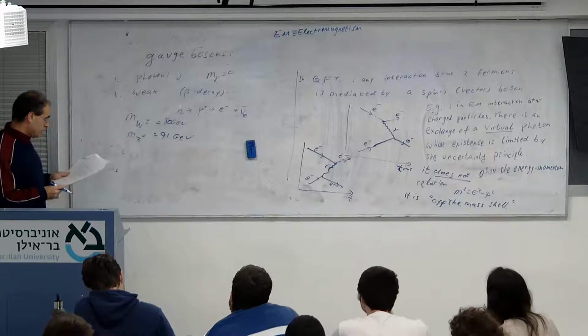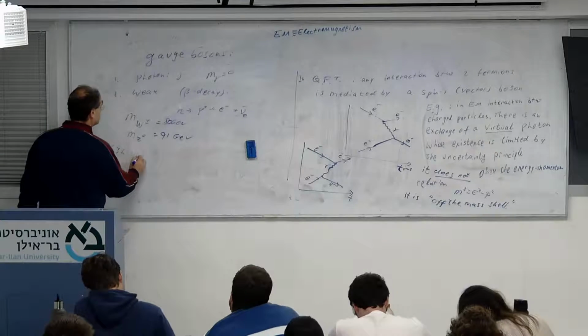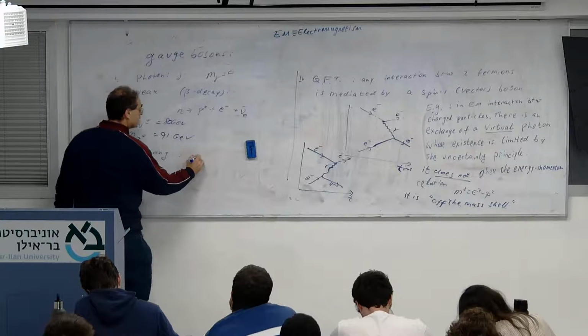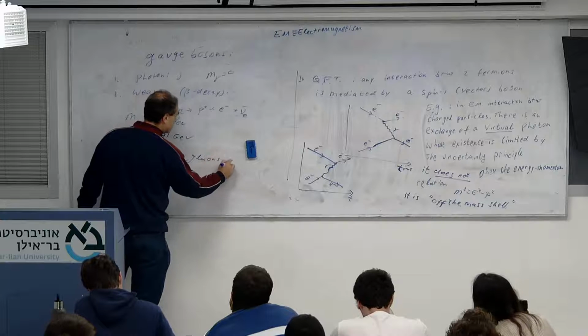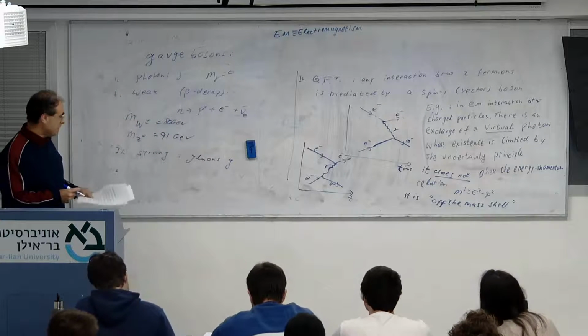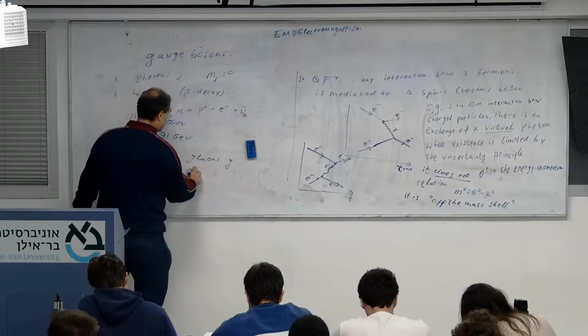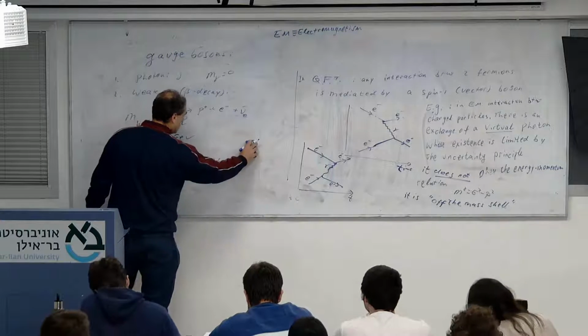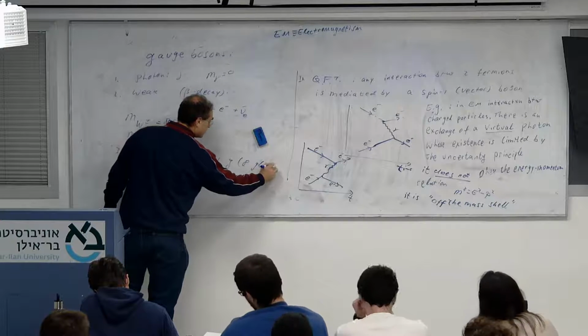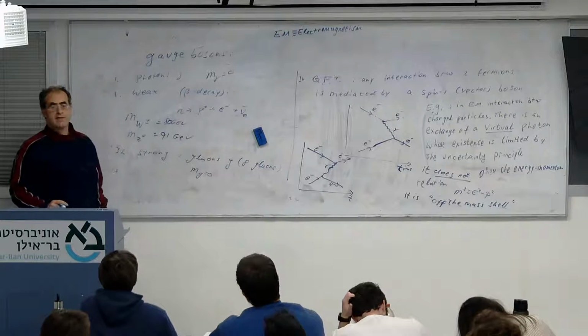And the strong interaction, we said these are the gluons. The G's, there are 8 of them. That we'll see why. They are massless. So gluons, there are 8 such. Again, it comes from a nice symmetry.